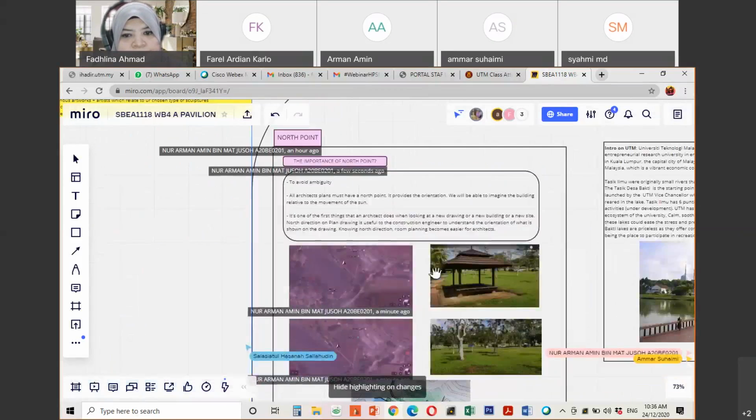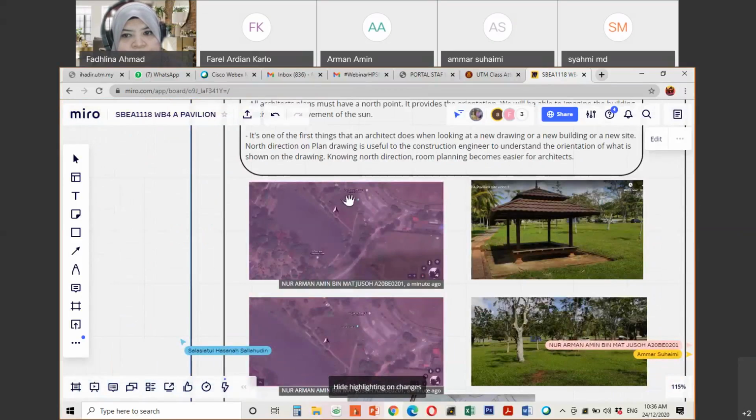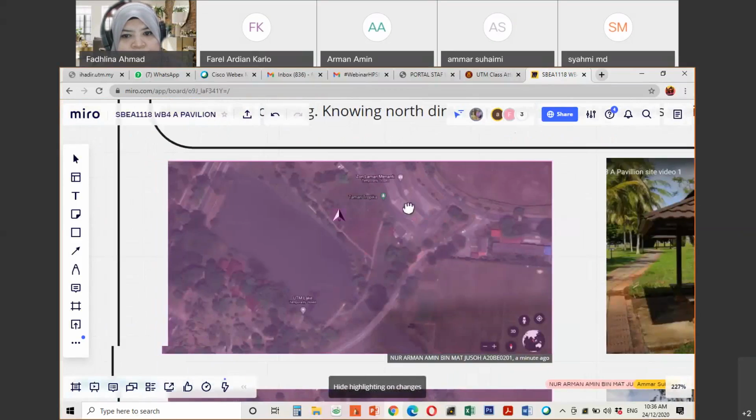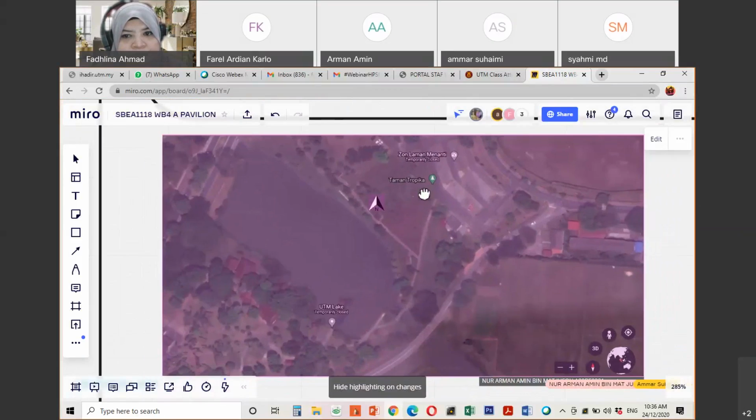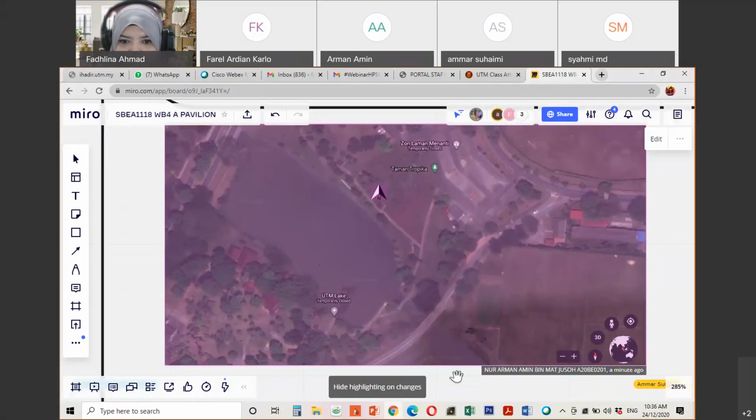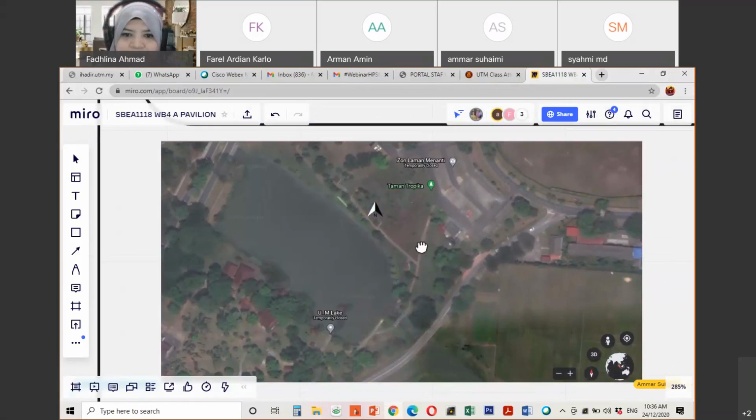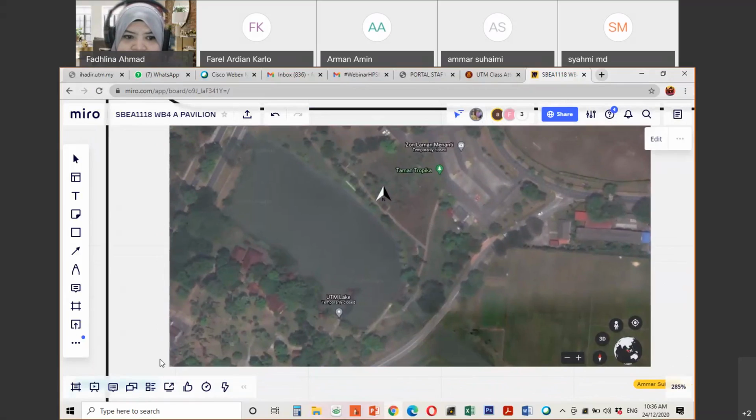For the images, I took them from Google Earth, same like Dr. Aiman made. Is the color becoming pink? Can you hide the highlighting? Yes. So this is the site plan, site plan.